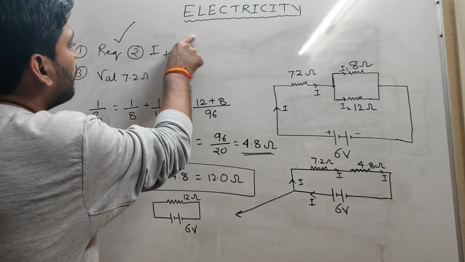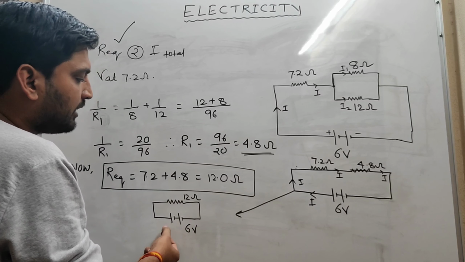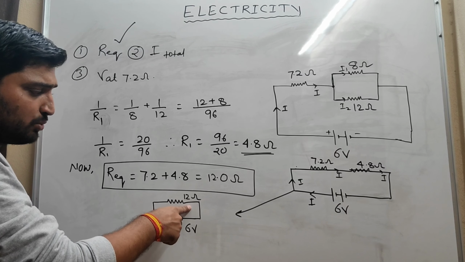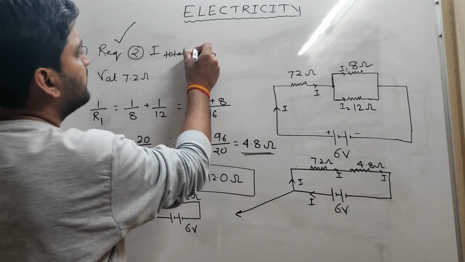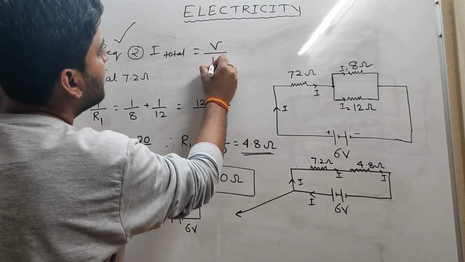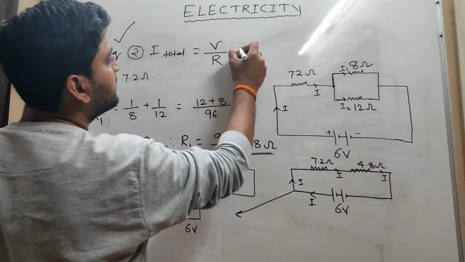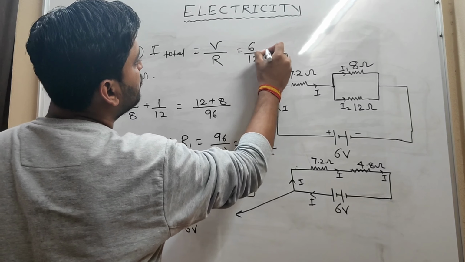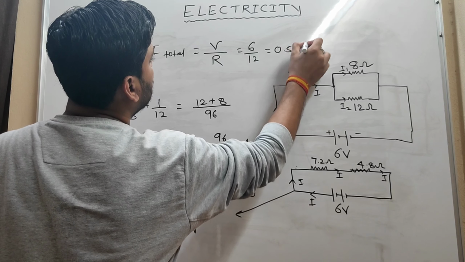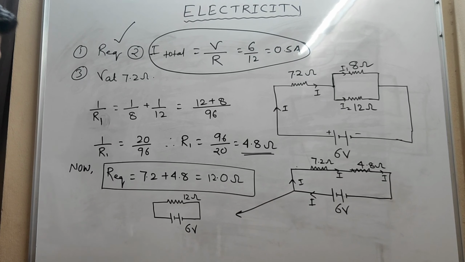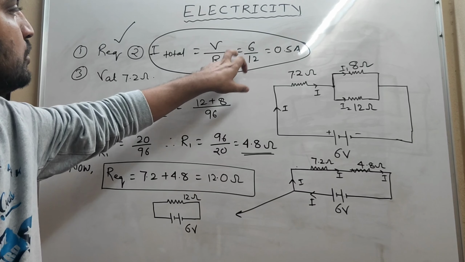Now next is the total current. From here you can find the total current. You know the potential difference is 6 volt and the resistance is 12 ohm. So what will be the current? I total will be equal to V upon R from Ohm's law. What is V? 6 upon 12. You will get 0.5 ampere. So your total current is now 0.5 ampere.